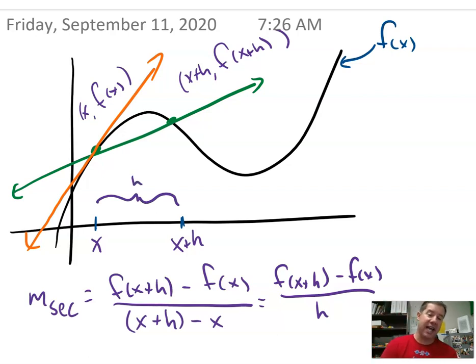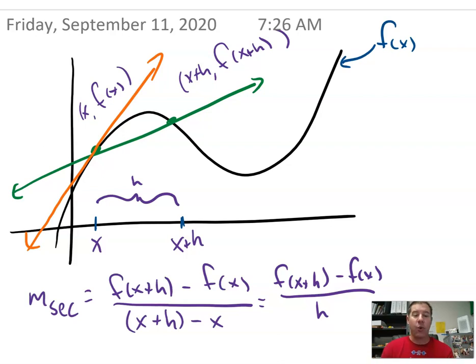Some distance h down the way. And so my next x-coordinate would be at x plus h. If I had that, I could write the 2 points: x comma f of x would be the point where the tangent line is, and then x plus h is my x-coordinate, and f of x plus h would be the y-coordinate. So those are the 2 points.